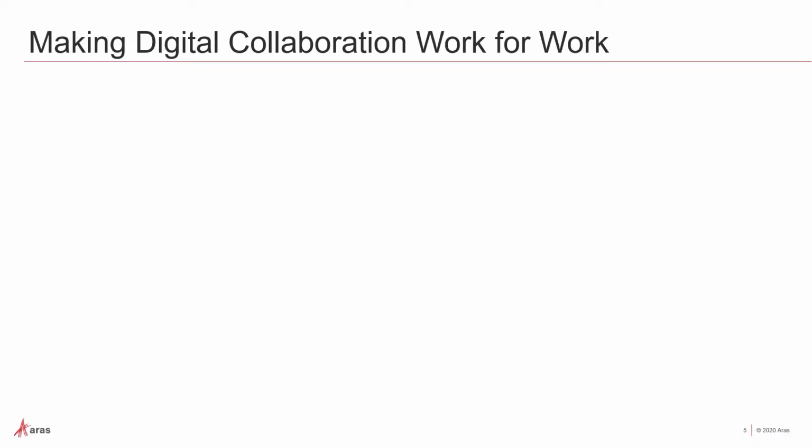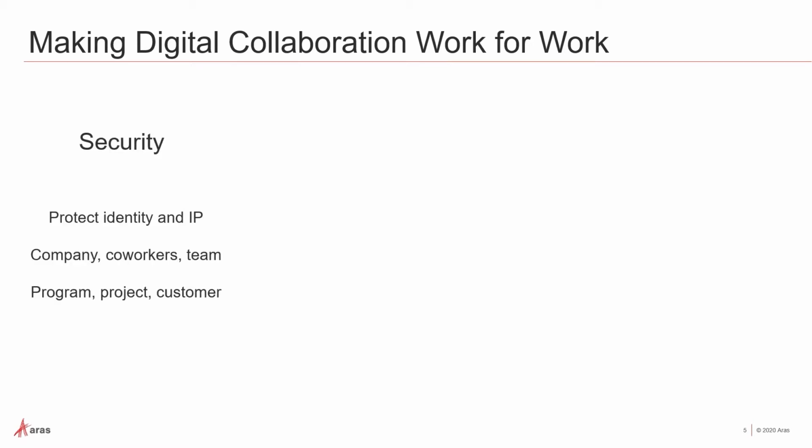Making digital collaboration work for work has a lot of different considerations in it. So I think the most important one for all of us is security. We have to make sure that the systems we're using protect our identity and our company's intellectual property, right? So I think of that as like a narrowing kind of pyramid or triangle, working our way from our company, maybe Outlook and Teams, those kind of platforms, down to our coworkers, if we get into Teams projects or OneDrive, all the way down to our team, our immediate smaller group of coworkers that we need to collaborate with.